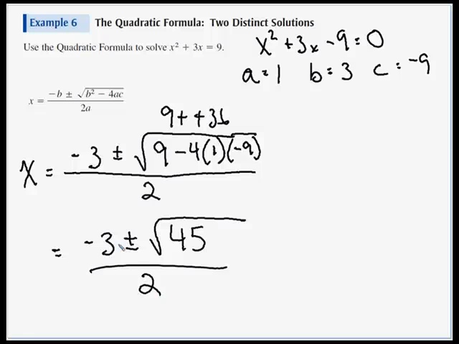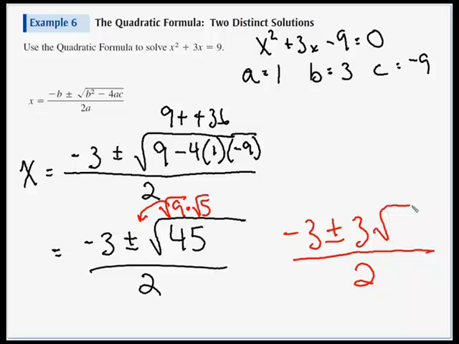And I guess now that I look at it, we do have a perfect square hidden in 45. 45 is 9 times 5. And 9 is a perfect square, so we could bring that out. So our final answer here, our best answer, we're going to have our negative 3 plus or minus the square root of 9 comes out as a 3, 3 times the square root of 5, all over 2. And there's our two distinct solutions.